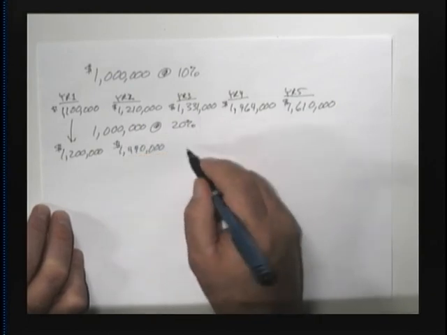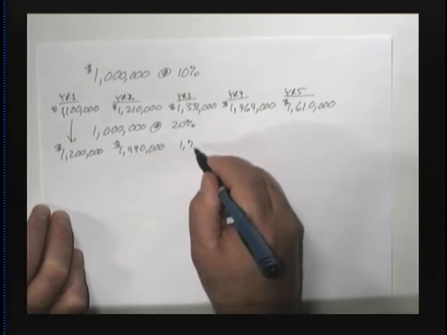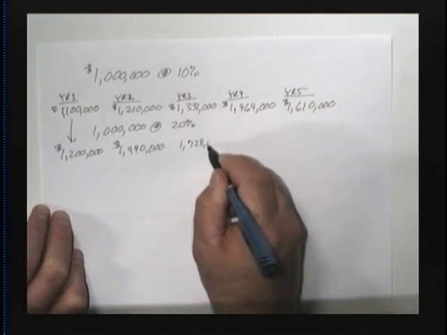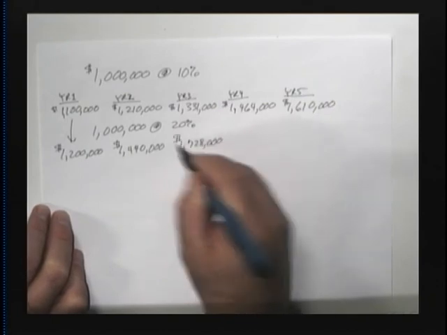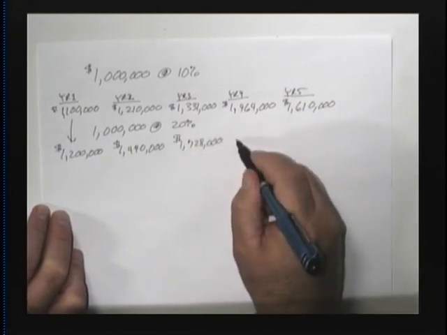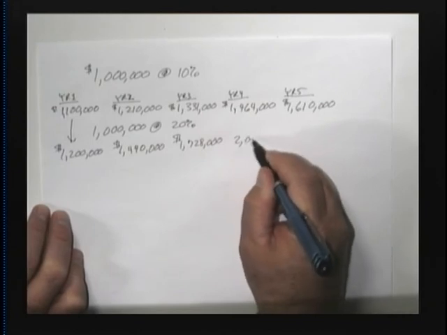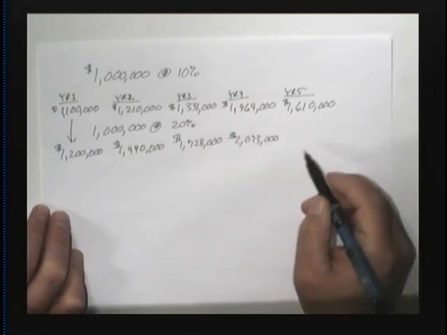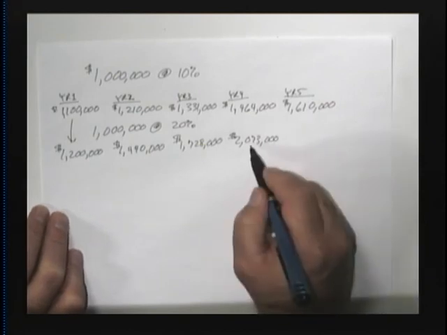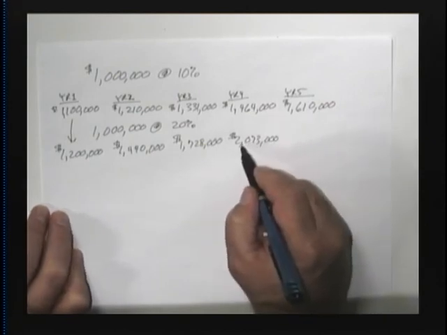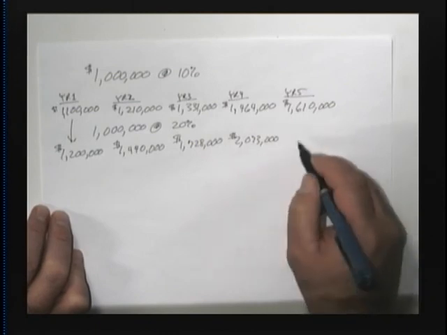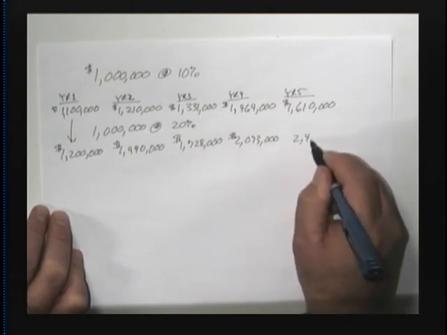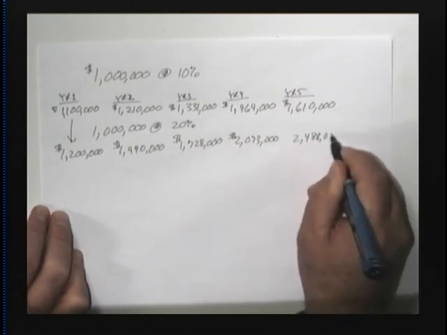And at the end of year three, it works out to be this figure. At the end of year four, we're up over $2 million. And at the end of year five, again, 20% of this number added back to that number works out to be this number.